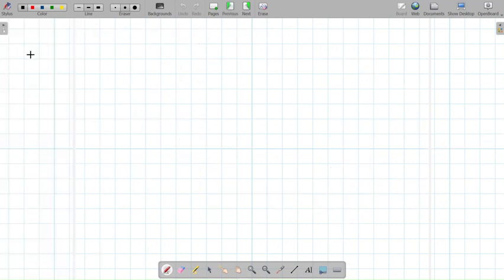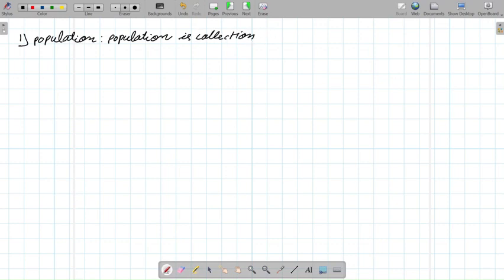So first is population. Basically, population is a collection of persons, items, or objects of the same interest. Don't forget it. Same interest. So what does it mean?